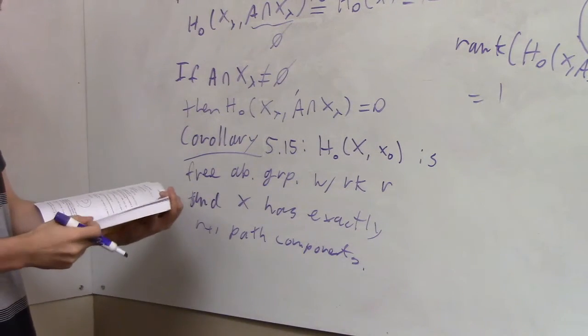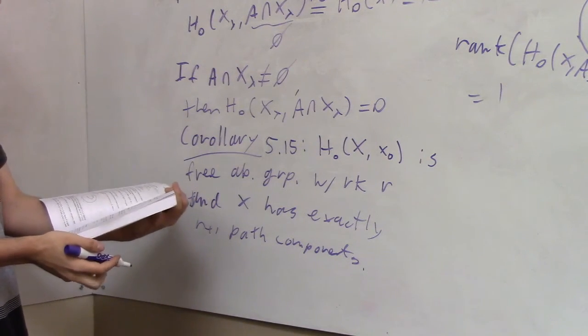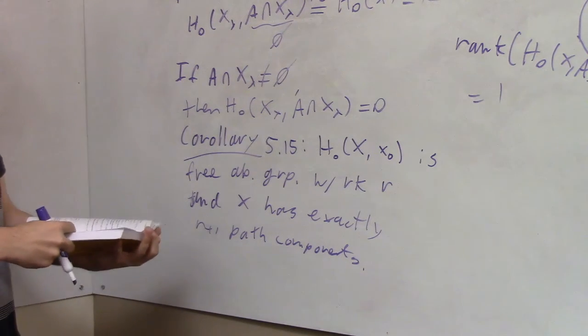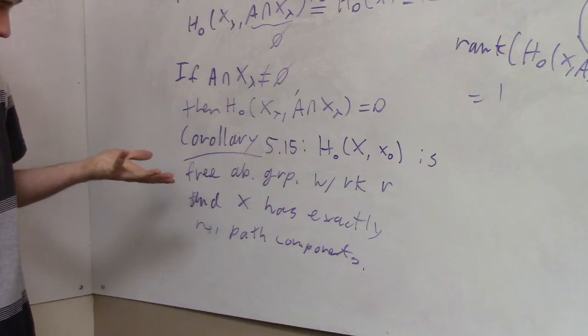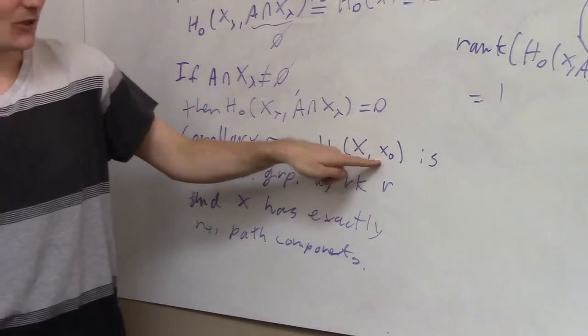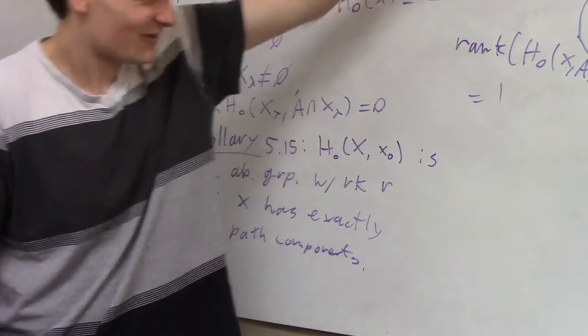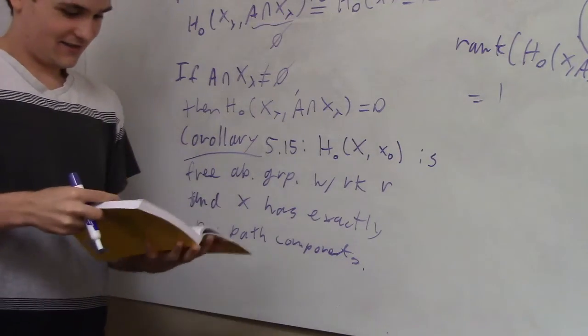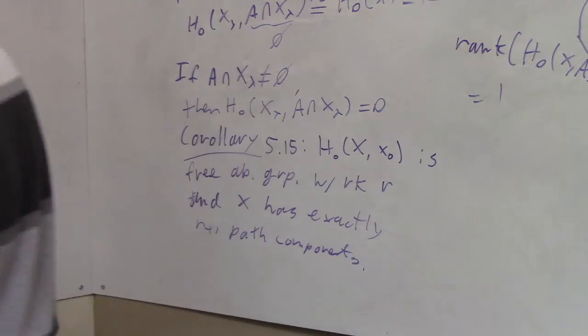So they have a proof here. I don't even really understand why they went through so much trouble. Essentially, this is just counting. X naught can only be in one component, so you get rid of one of these, R plus 1. There you go. That one's easy.